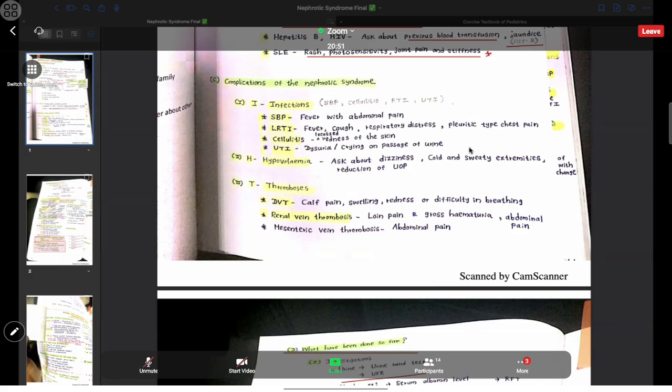So for hypovolemia, you can ask about dizziness, cold and sweaty extremities, and reduction in urine output. I'll tell about other symptoms also. They will also come with abdominal pain because of reduced perfusion to the abdomen. So that is with hypovolemia.